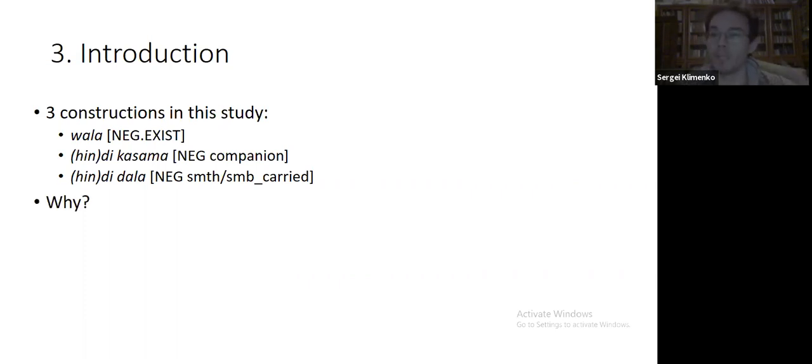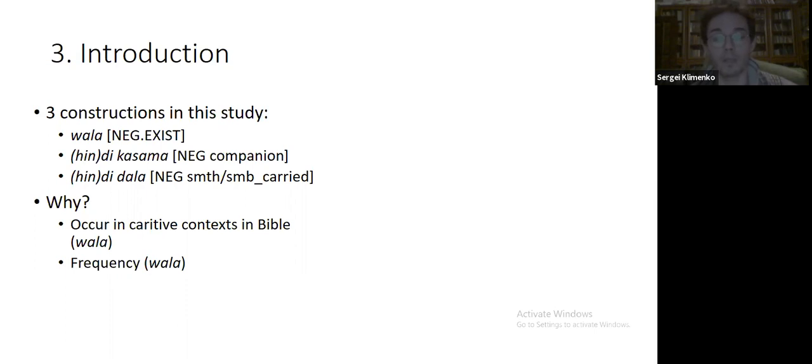So why these particular three constructions? First of all, the construction with the negative existential predicate, well, actually, it's also the negative possessive predicate, wala, seems to be the most common caritive construction, at least in the caritive contexts that we find in Bible translations. And on the other hand, constructions with wala also seem to be quite frequent.